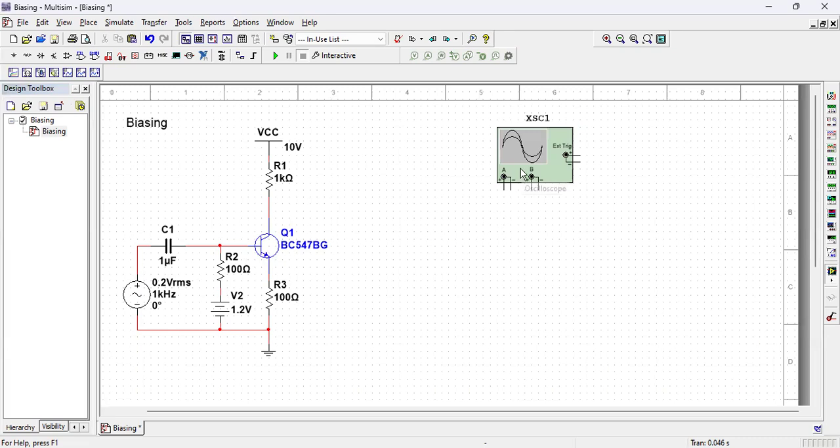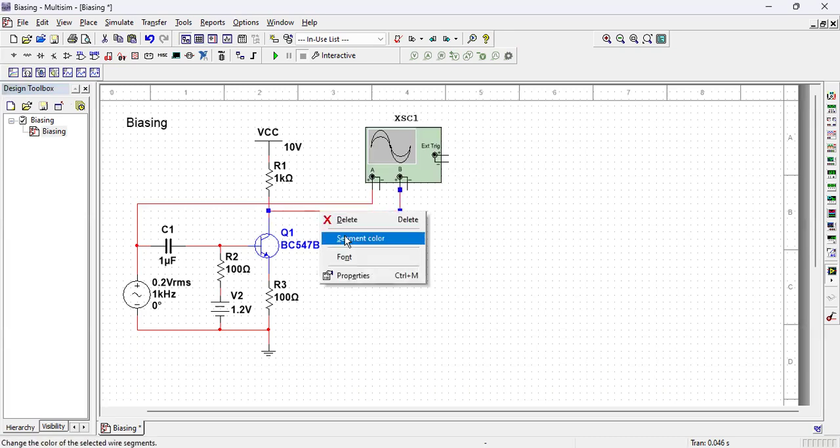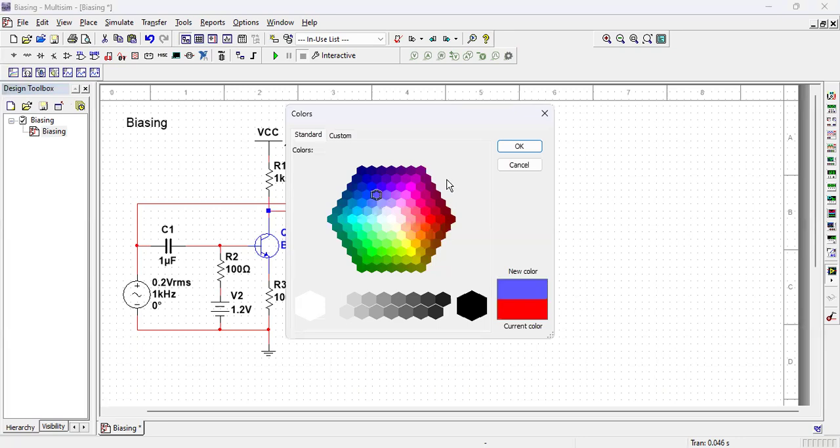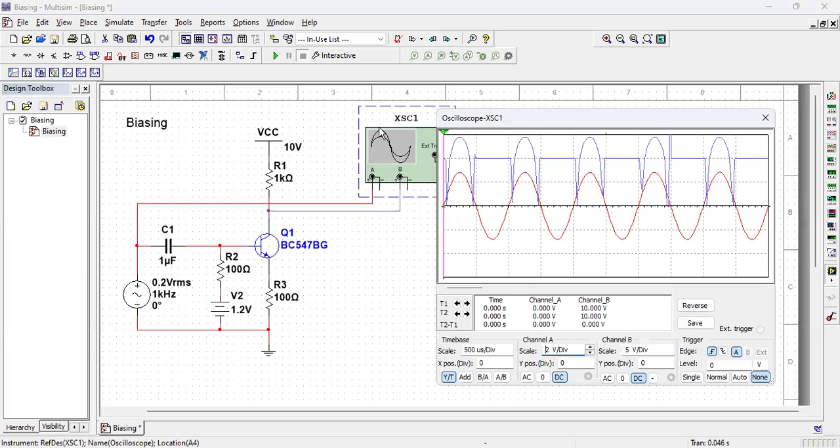Now, what shall I do? Now I will bring this oscilloscope. Channel 1 I will connect to the signal, and channel 2 I will connect to the transistor output from here. And I'll make this transistor output color blue so that I can easily identify which one is the input waveform, which one is the output waveform, right? So I will put it there.